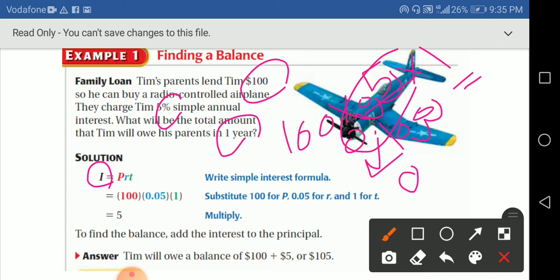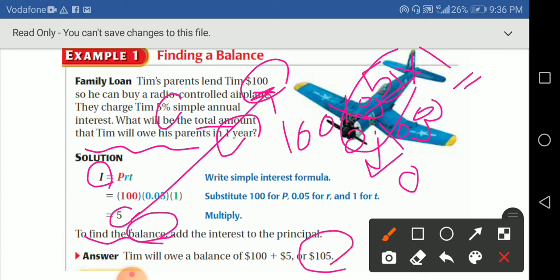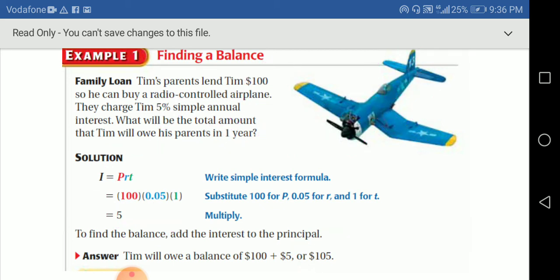Okay, after that we got now the interest. So to find the balance, now he asks me what will be the total amount that Tim will owe his parents in 1 year. So I need to know the balance here. So I'm going to add the interest to the principal. So he will owe his family $105. I added the interest again to the principal, okay, which was 100. I hope you understood this.